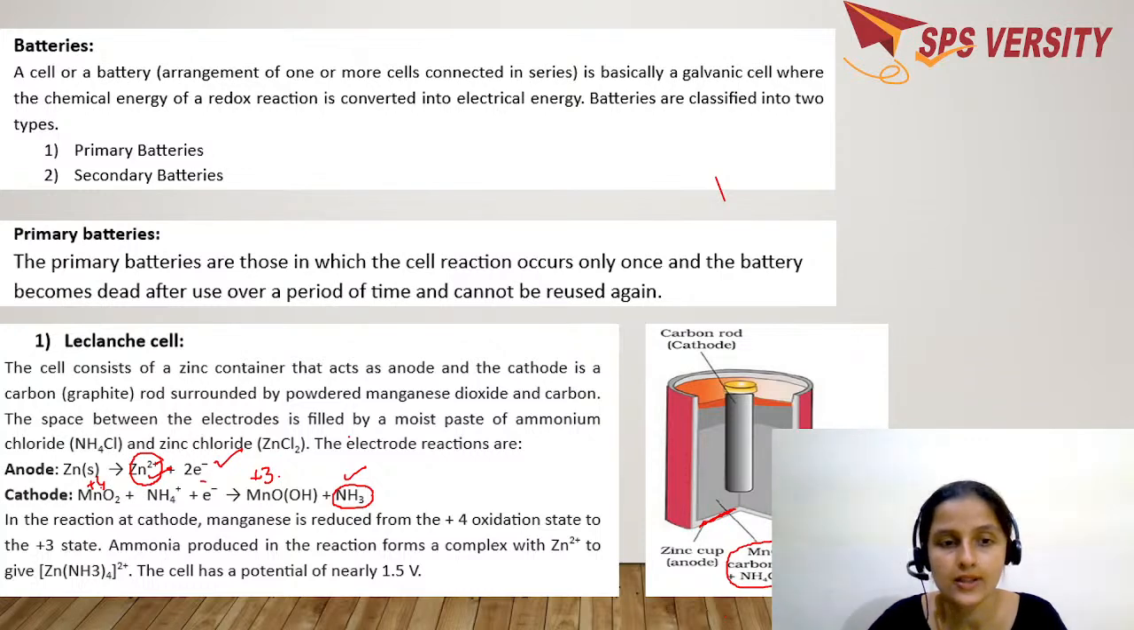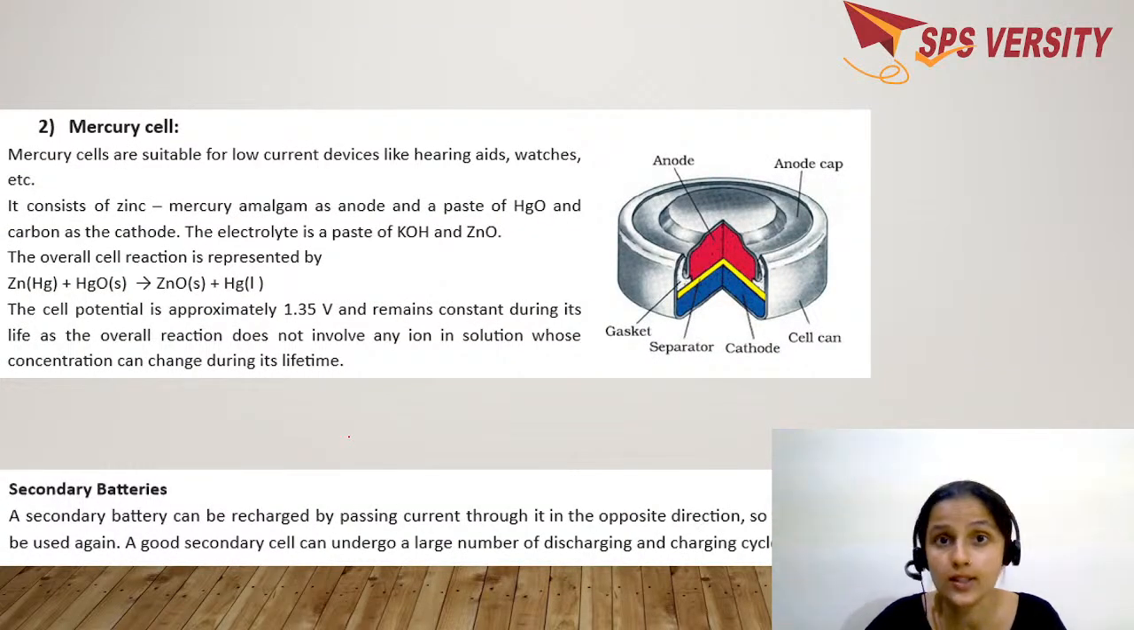This is about the Leclanche cell. You should know which is the anode, which is the cathode, what reaction is happening, and whether it is a primary cell or a secondary cell. We'll go to the second type of cell. This is the mercury cell. Why is it called a mercury cell?